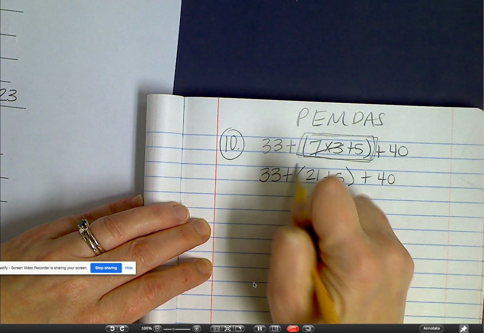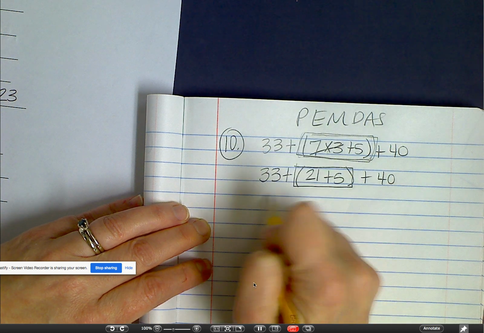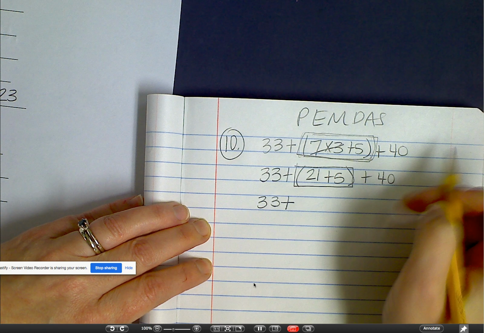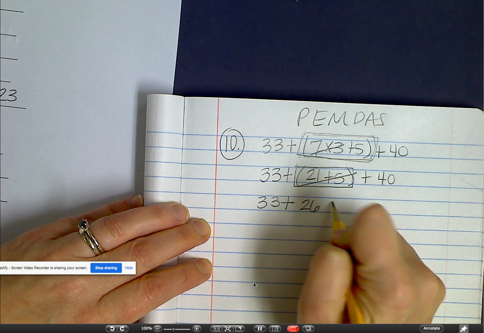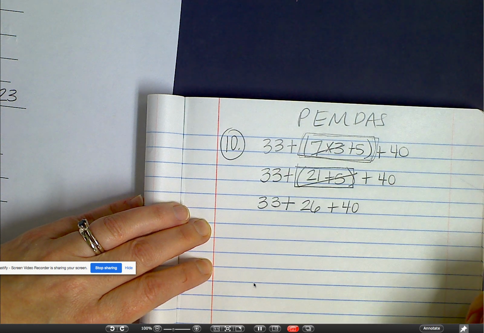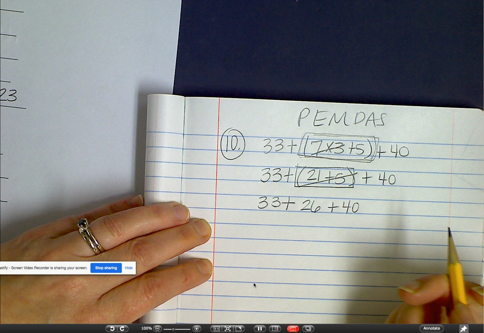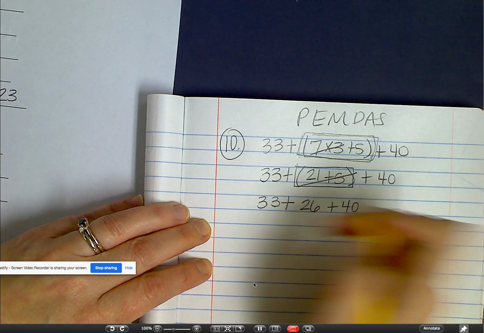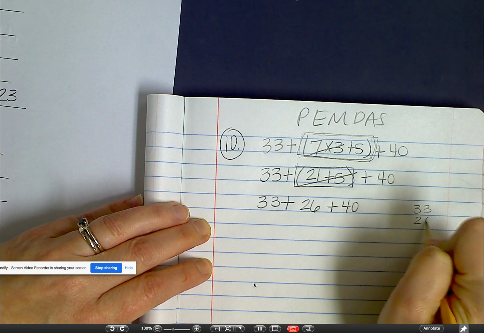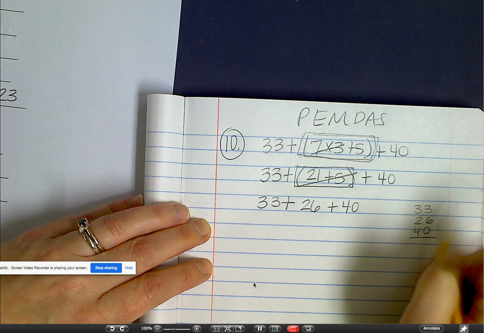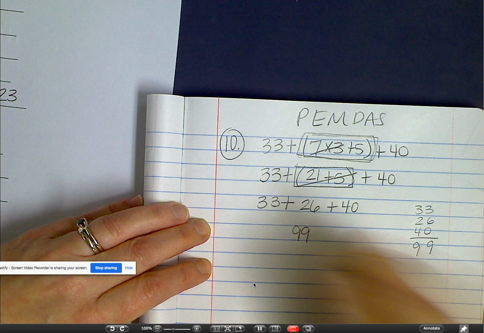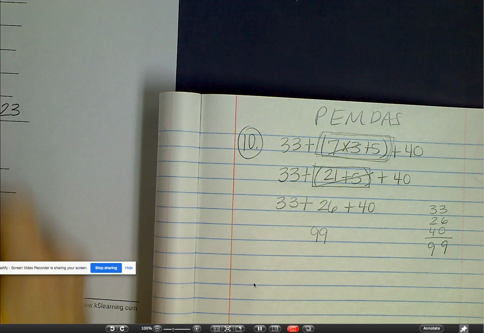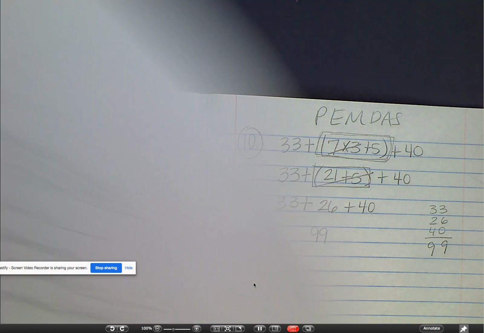So now I'm going to do this right here. So I have 33 plus 21 plus 5 is 26. So I did that, plus 40. And now I can just add these. It's 33 plus 26 plus 40. So 33 plus 26 plus 40. So that's 9, 3, 4, 5. That's 99. So the final answer is 99. 99 for number 10.